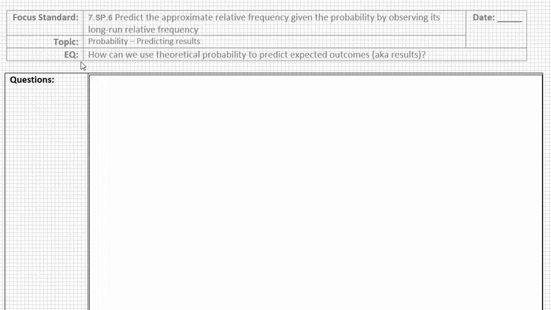Our essential question is, how can we use theoretical probability to predict expected outcomes, also known as results? Please take a moment, pausing the video if you need to, to copy the topic and essential question into your header, along with today's date, your question column, and your note column, and resume the video when you're ready to begin.